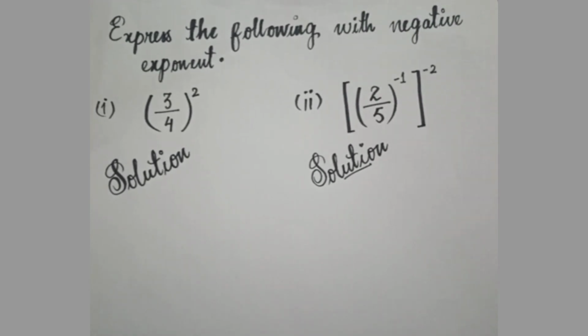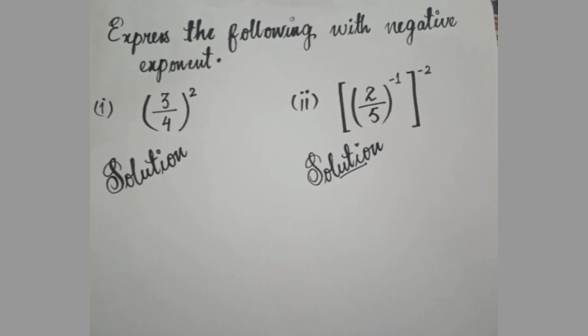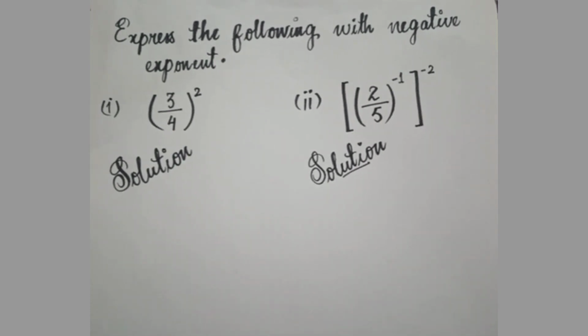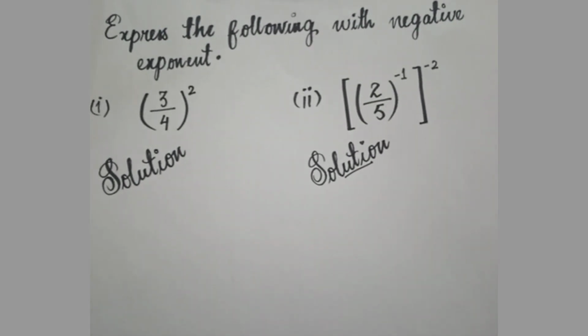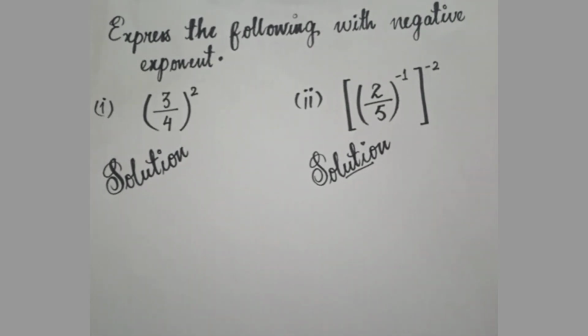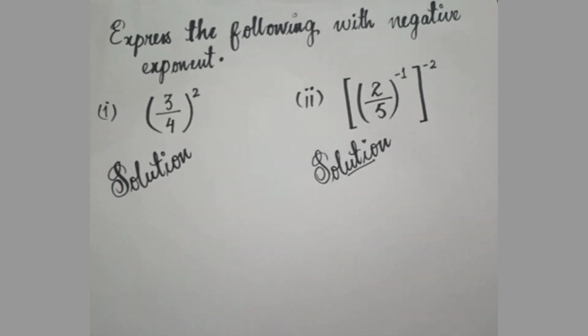Have you ever seen a number with a little number above and to the right of it, like 3 squared? That little number is called an exponent and it tells you how many times to multiply the number by itself. So, 3 squared means 3 times 3, or 9.